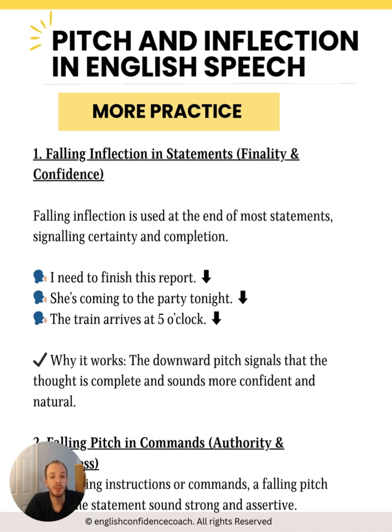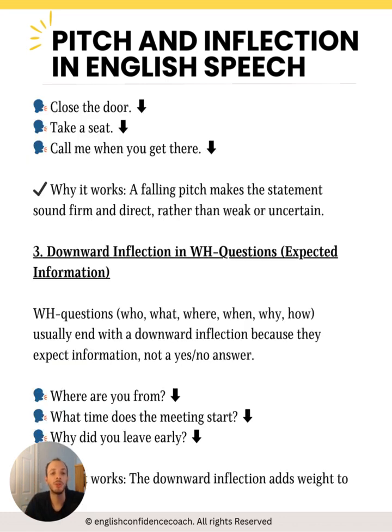Now, a falling pitch. Let's practice falling pitch again, using it for authority and directness. So, close the door. Take a seat. Call me when you get there. Again, voice rises and then sharply drops. Close the door. Take a seat. Call me when you get there. Again, a falling pitch here makes a statement sound firm and direct, rather than weak and uncertain.